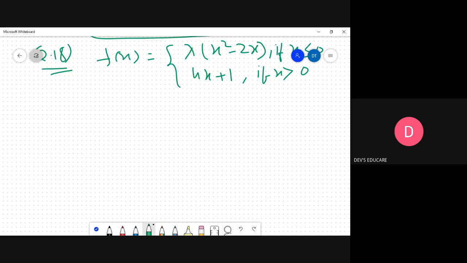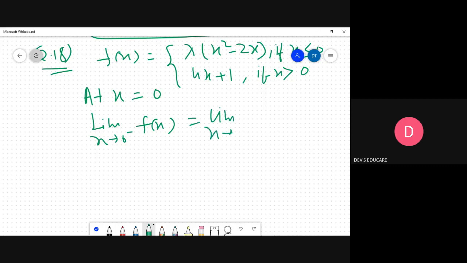So at x equals 0, limit x tends to 0 minus f(x) equals limit x tends to 0 minus lambda times x square minus 2x. Since continuity is given, I am doing it directly, but if your teacher says to do it with h, then do that. The answer will come the same. You just need to take 0 minus h for LHL and 0 plus h for RHL.